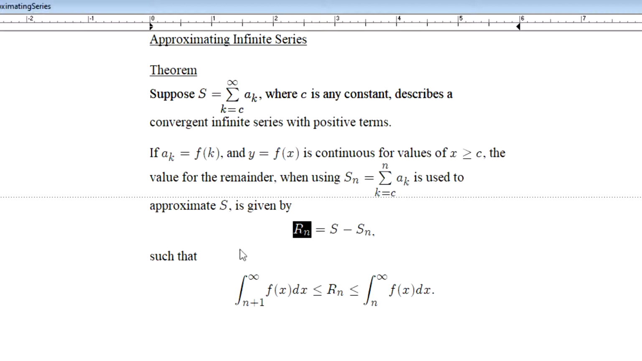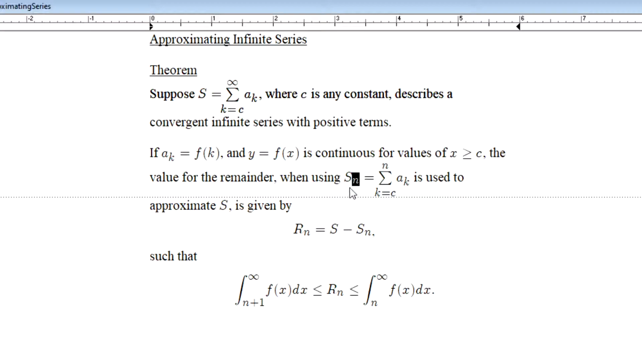This is such that the value of r sub n is stuck between these two integrations. The lower value: r sub n is greater than or equal to the integral from n plus 1 to infinity of f of x dx, and it's smaller than or equal to the integral from n to infinity of f of x dx. R sub n is stuck between these two improper integrals, all of which is very specific to our index n.